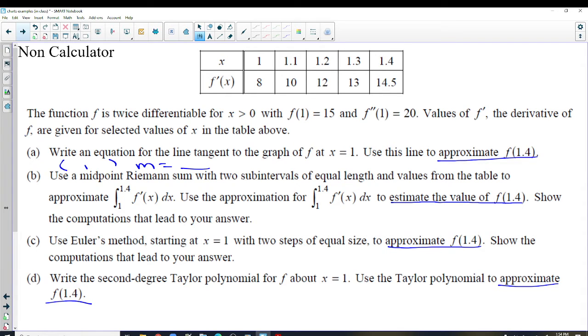That's how we write the equation of a tangent line. Well, we have the point. It's (1, 15). And we have the slope when x is 1, which is 8. So y minus 15 is equal to 8 times x minus 1. So there's the equation of the tangent line. Now we need to plug 1.4 into this. So we get y minus 15 is equal to 8 times 0.4.